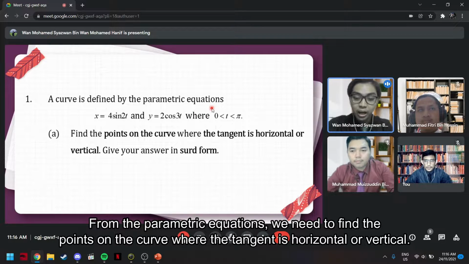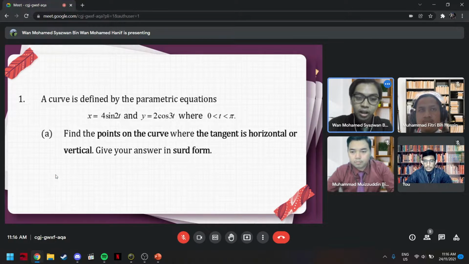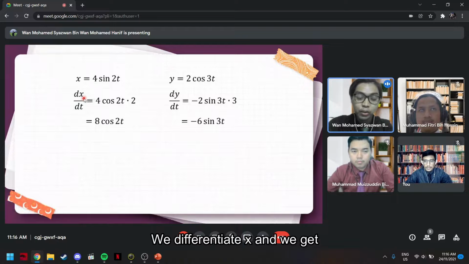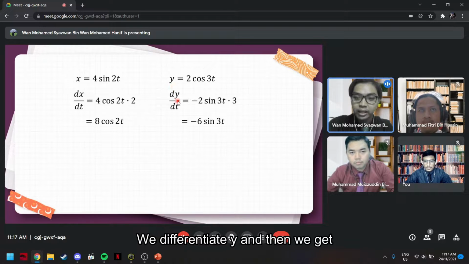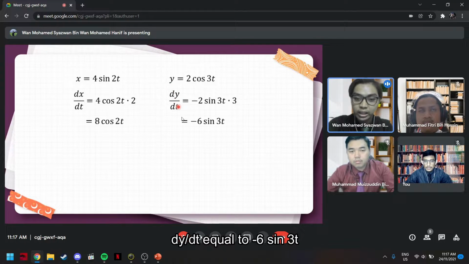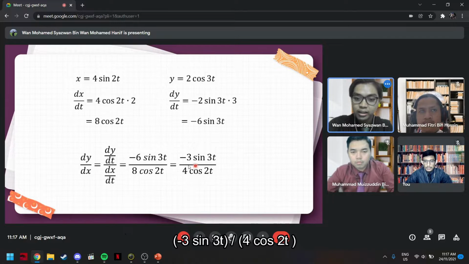From the parametric equation, we need to find the points on the curve where the tangent is horizontal or vertical. Then we differentiate x and we get dx/dt equal to 4 cos 2t. And then we differentiate y and we get dy/dt equal to negative 6 sin 3t. We use the values of dy/dt and dx/dt to find dy/dx, which is negative 3 sin 3t over 4 cos 2t.